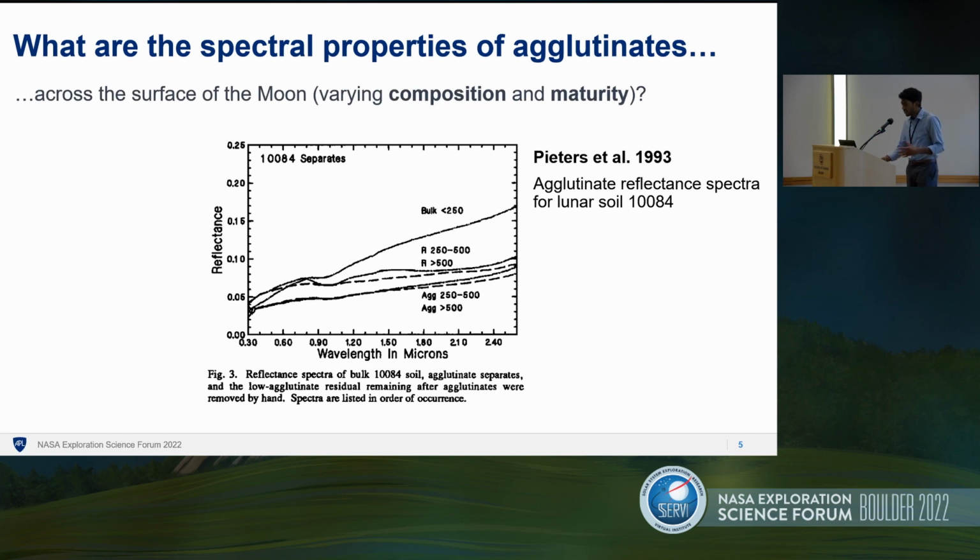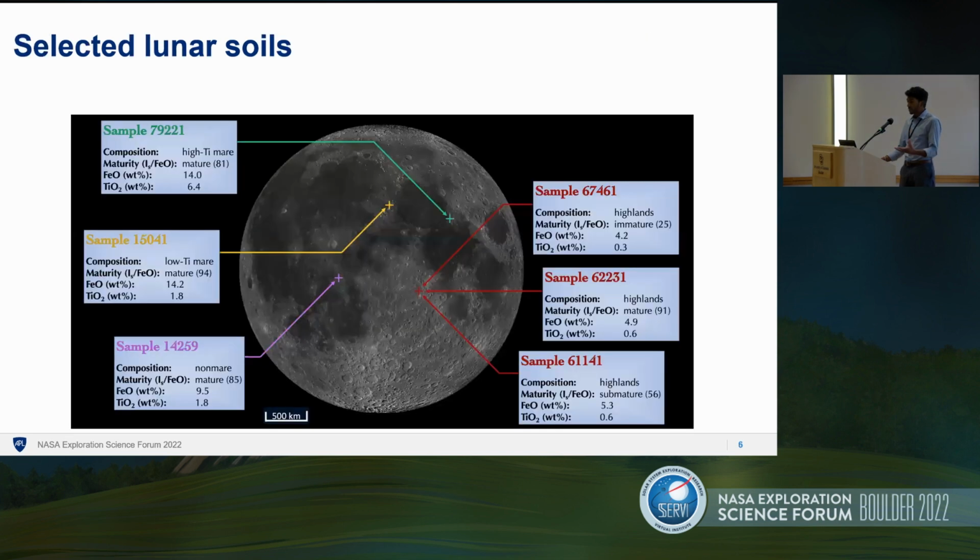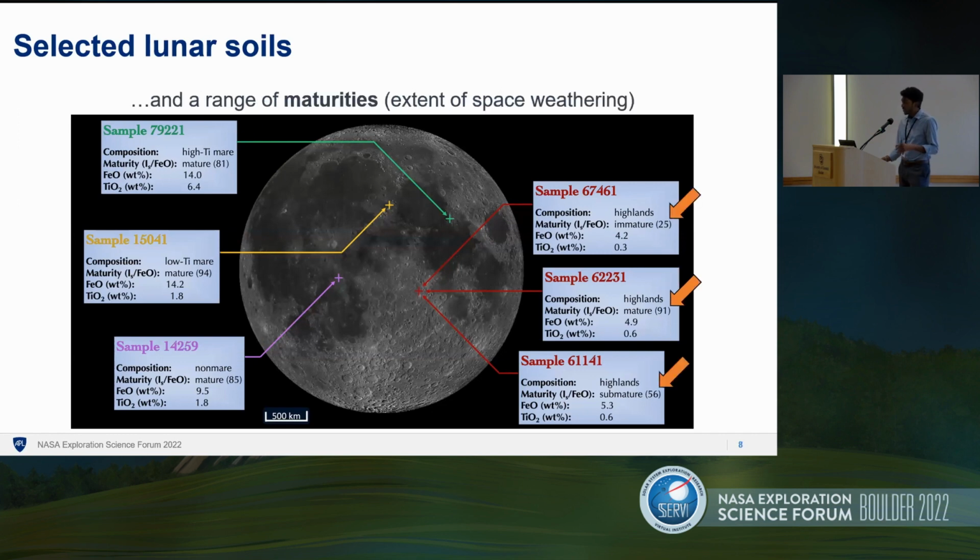So to address this question, we extended the work of Peters et al. by separating out agglutinates from 6 different lunar soils, as shown here. We selected 4 of these soils to represent a range of compositions, and we selected 3 of them to represent a range of maturities. And for each of these soils, we gathered reflectance spectra from the 125 to 250 micron size fraction, which we chose because it was the smallest size fraction where we could still efficiently manually separate out the agglutinates.